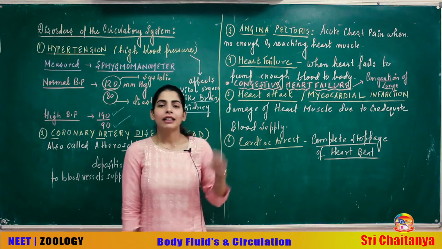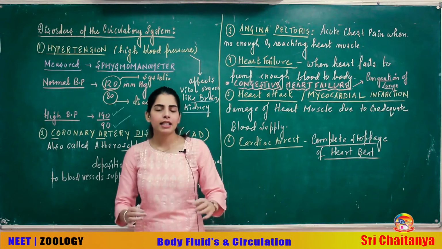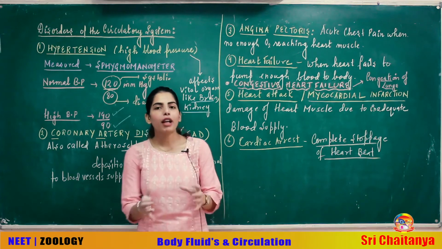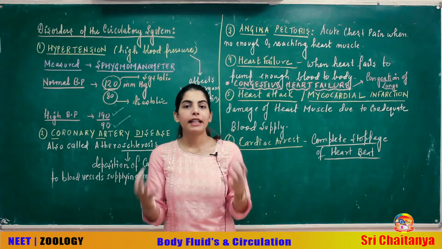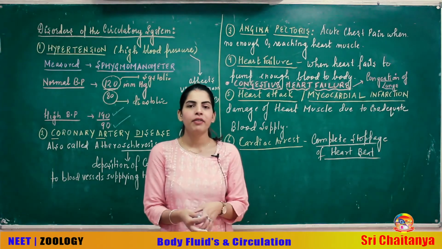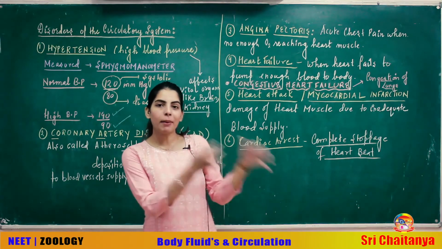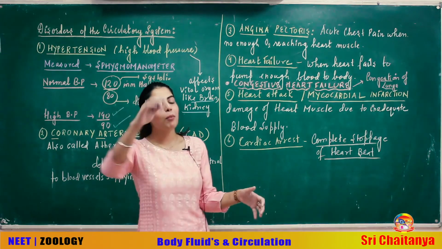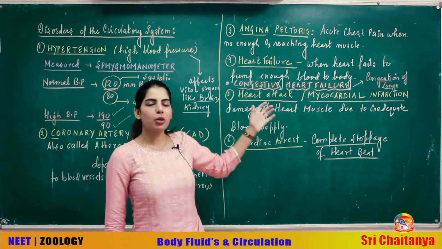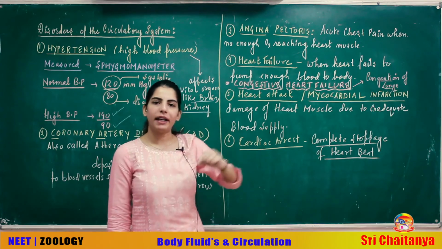Also remember that this is more commonly seen in middle and elderly aged people than the younger people, because, for example, the deposition of fat, cholesterol, calcium, which ultimately affects the blood supply to the heart, is more commonly seen with age. So angina pectoris literally means acute chest pain.